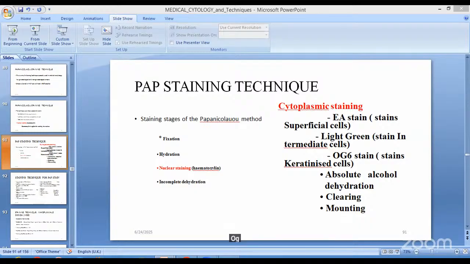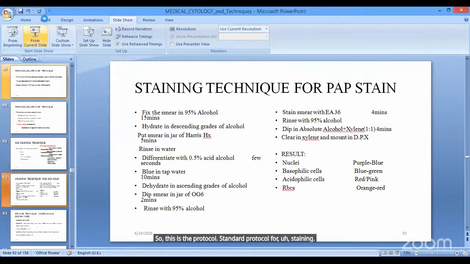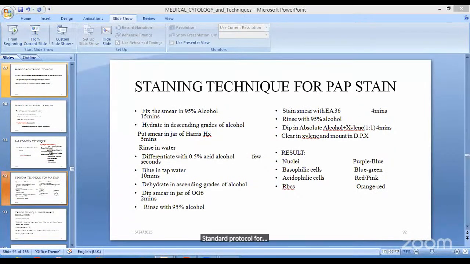This is very important. You should understand this when handling the Papanicolaou staining technique. So after staining, you can now dehydrate, clear, and mount. So this is the standard protocol for staining. When you have the material, you go through that.